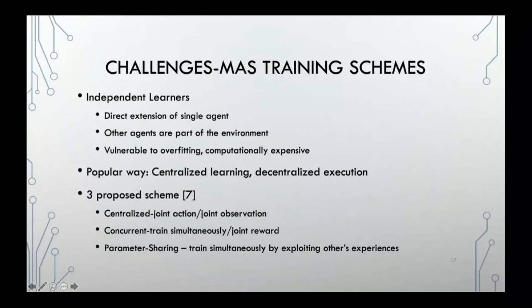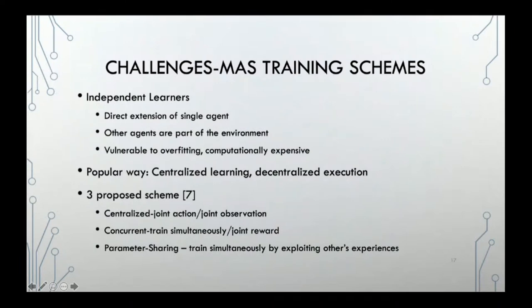First one is centralized. In this type of scheme, the environment gets the joint action, and all agents get the joint observation. Whereas in the concurrent scheme, agents are trained simultaneously based on their private observations, but they get the joint reward at the end. And parameter sharing is the last type of this proposed scheme. It's mainly based on training agents simultaneously by exploiting the other agents' experiences.